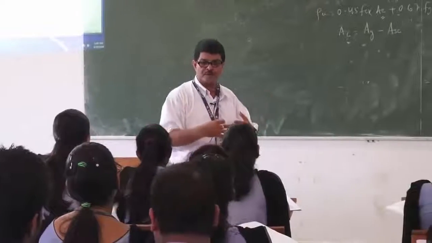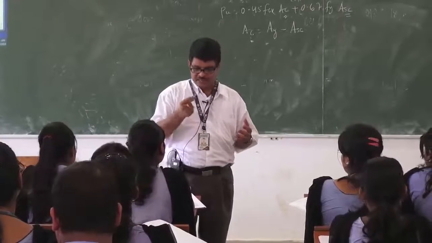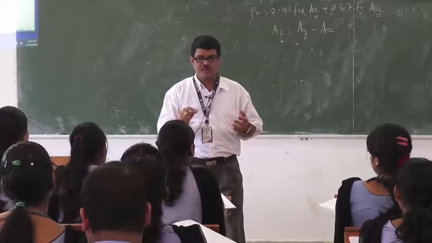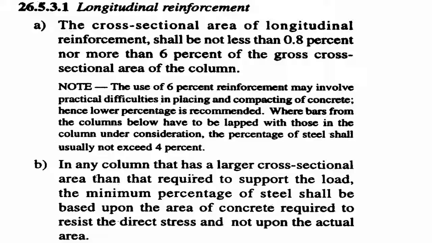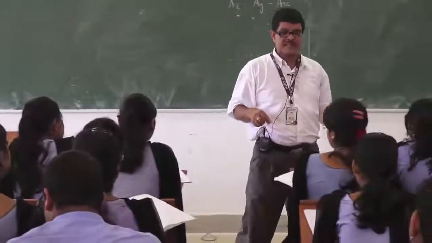If you put more reinforcement, your vibrator needle may not enter inside, or your aggregates may not enter inside the steel. So there is no proper bonding between steel and concrete. That is a practical difficulty. That is why it is recommended that higher percentage steels should not be used. You should use lower percentage of steels. Okay. And usually the percent steels shall not exceed 4%. So maximum, though it is written 6%, generally don't go beyond 4%.